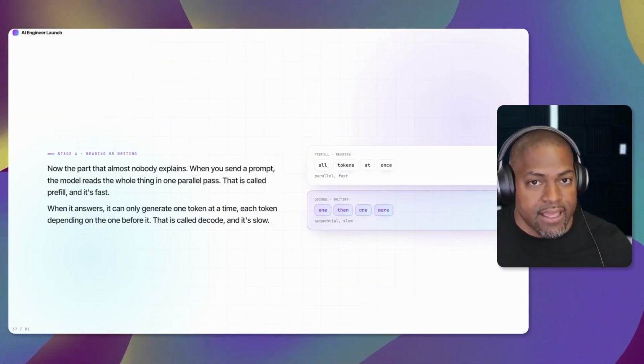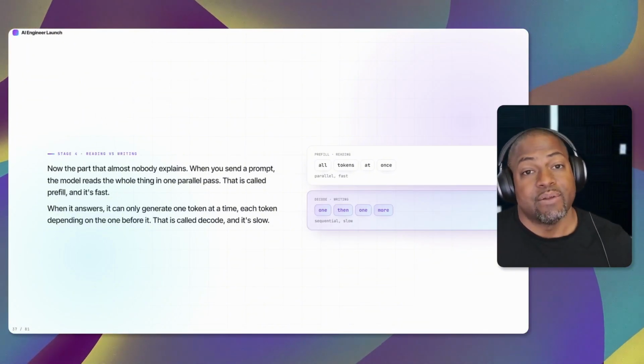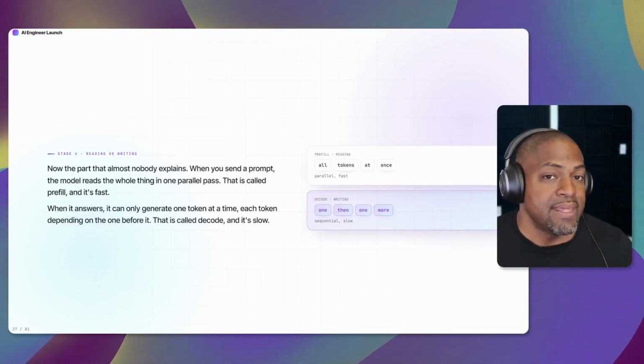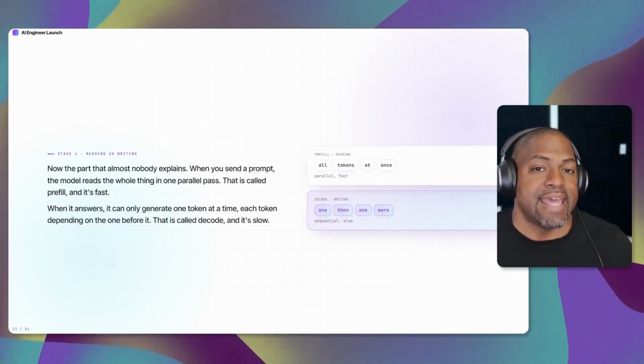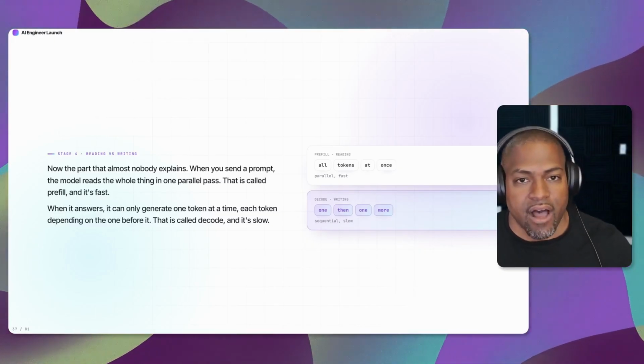Prefill, basically reading: the model reads the whole prompt in one parallel pass. This is fast. Now decoding, which is the writing part: the model can only generate one token at a time, each depending on the one before. So this is slow. This is fundamentally asymmetric. This asymmetry is behind all the speed and cost concerns.